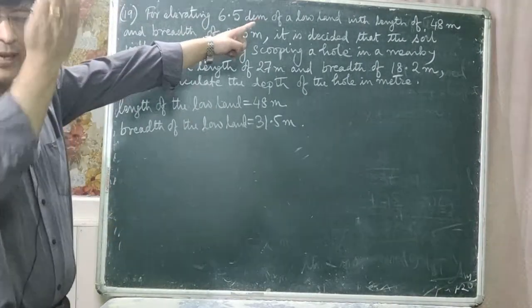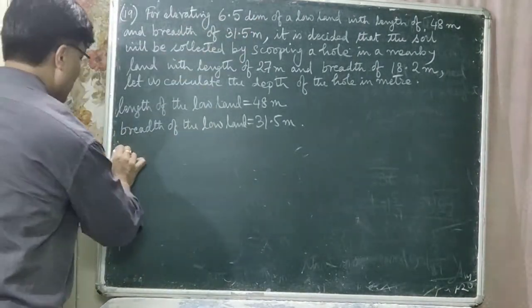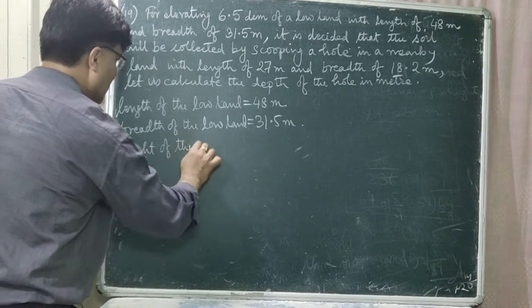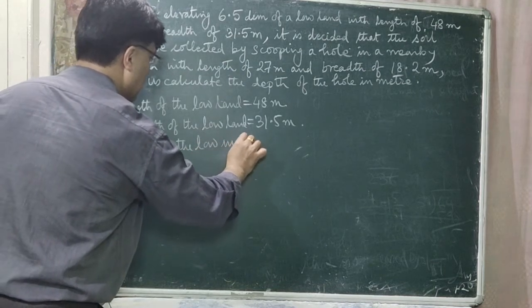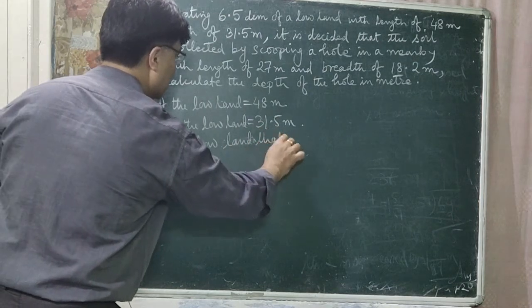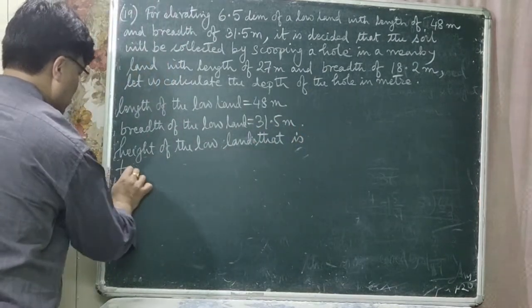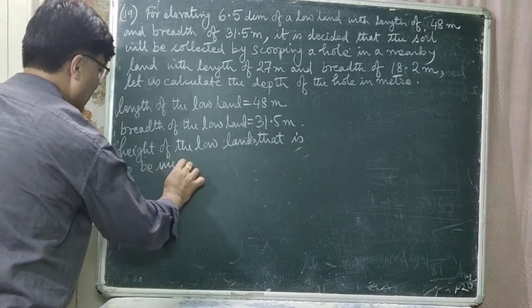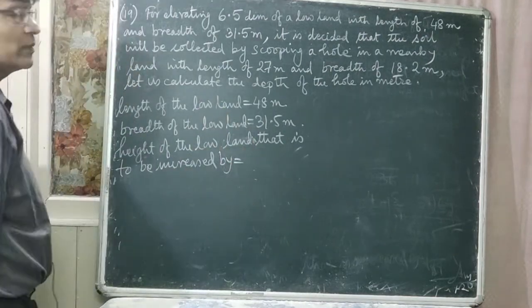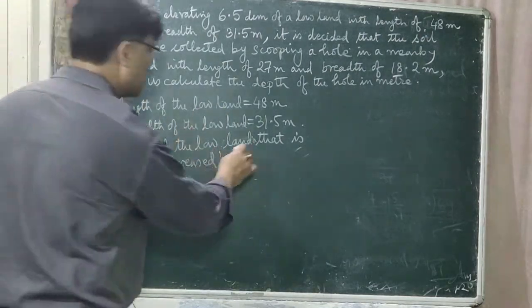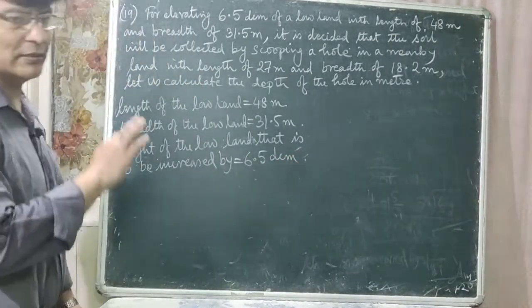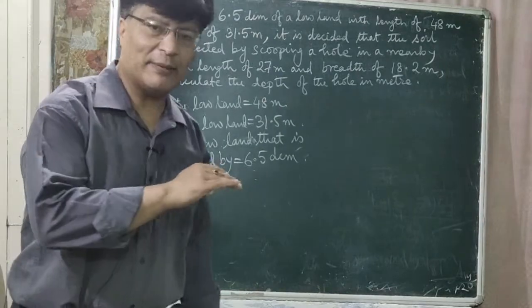6.5 डेसिमिटरले हाइट बढाउनु पर्छ। So height of the lowland that is to be increased by is equal to 6.5 decimeter. ओके, त यसलाई हामी केमा लानुपर्छ?